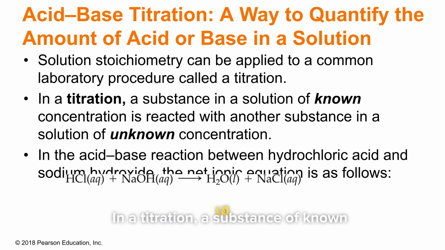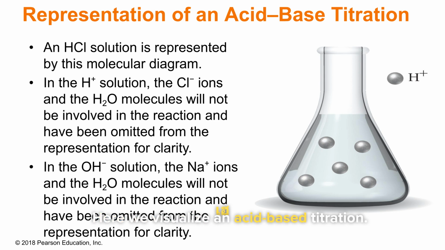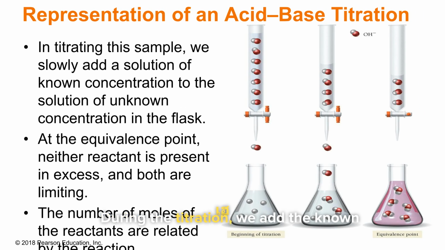In a titration, a substance of known concentration is used to react with a solution of unknown concentration. Here we visualize an acid-base titration. We focus on the reaction between hydrogen ions from an HCl solution and hydroxide ions from a sodium hydroxide solution. Spectator ions, like chloride and sodium, are omitted for clarity. During the titration, we add the known solutions slowly to the unknown.